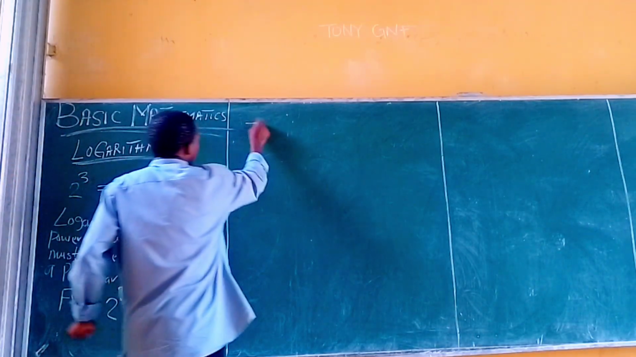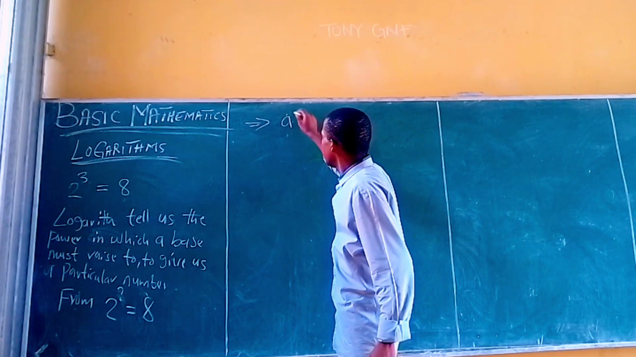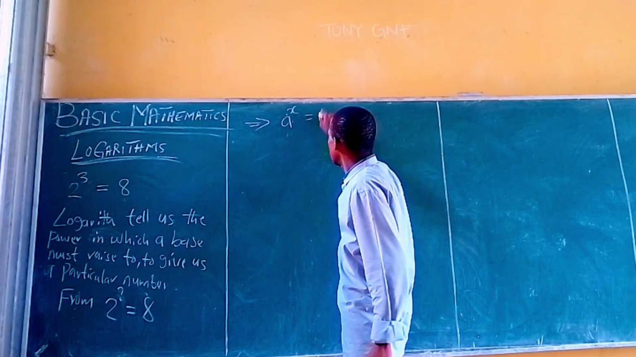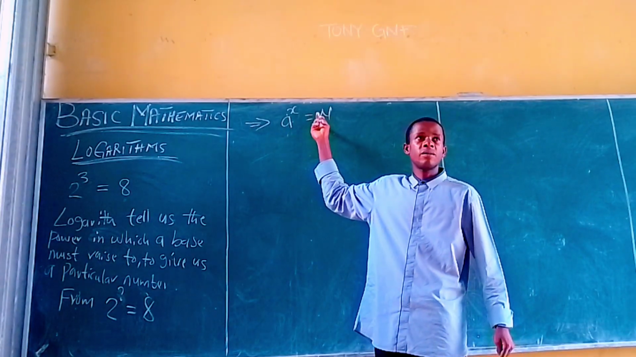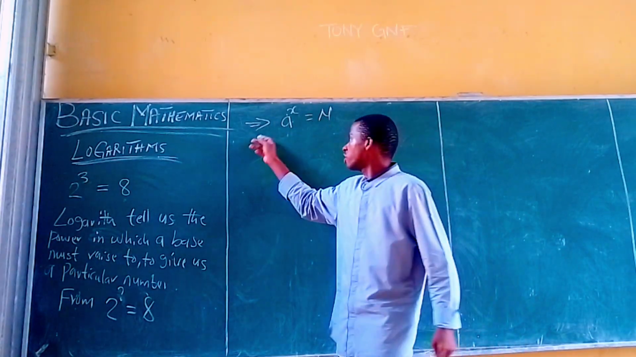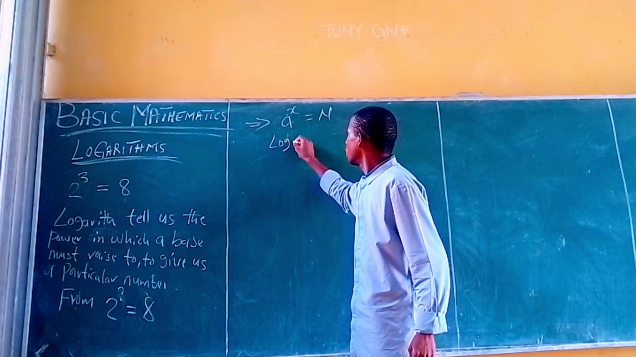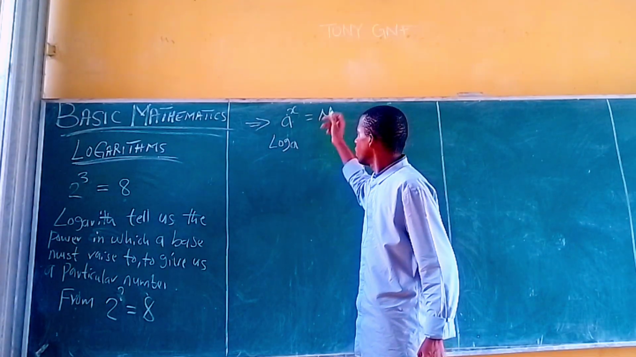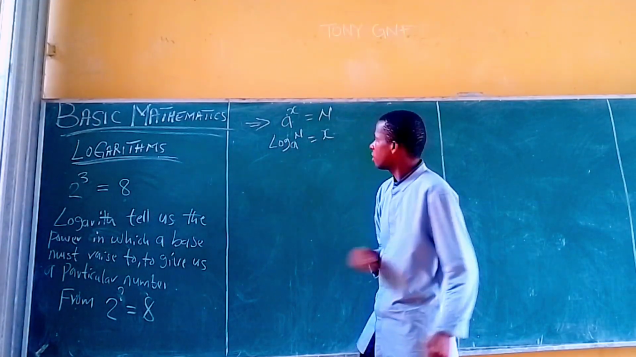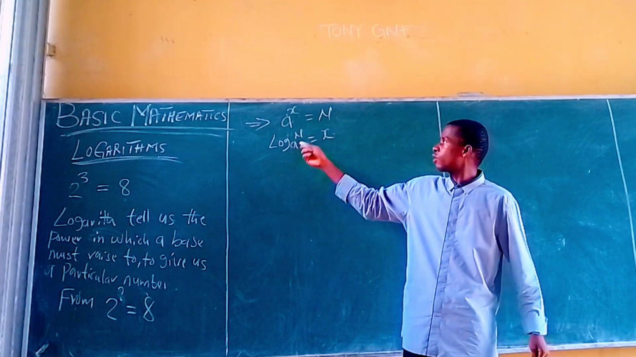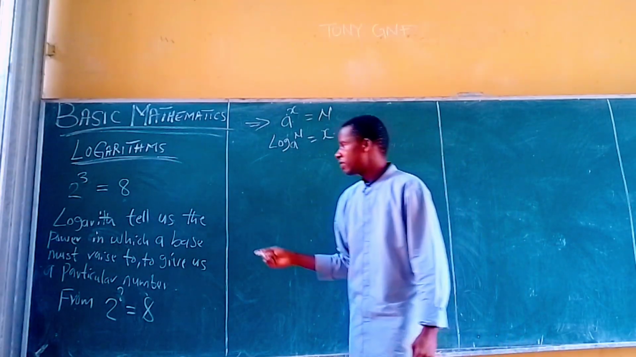And this implies that if you have a raised to the power of x equals N, this is the indices form. But for logarithm, this is equivalent to log base a of N equals x. Now our focus is to find the power, right? So let's look at how to solve this step by step.